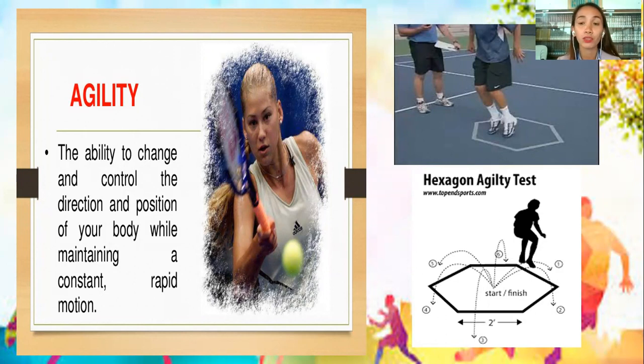The equipment that you need for the hexagon agility test is a tape measure, a stopwatch, and chalk or tape for making the hexagon. For the procedure, first, start with both feet together in the middle of the hexagon, facing the front line.